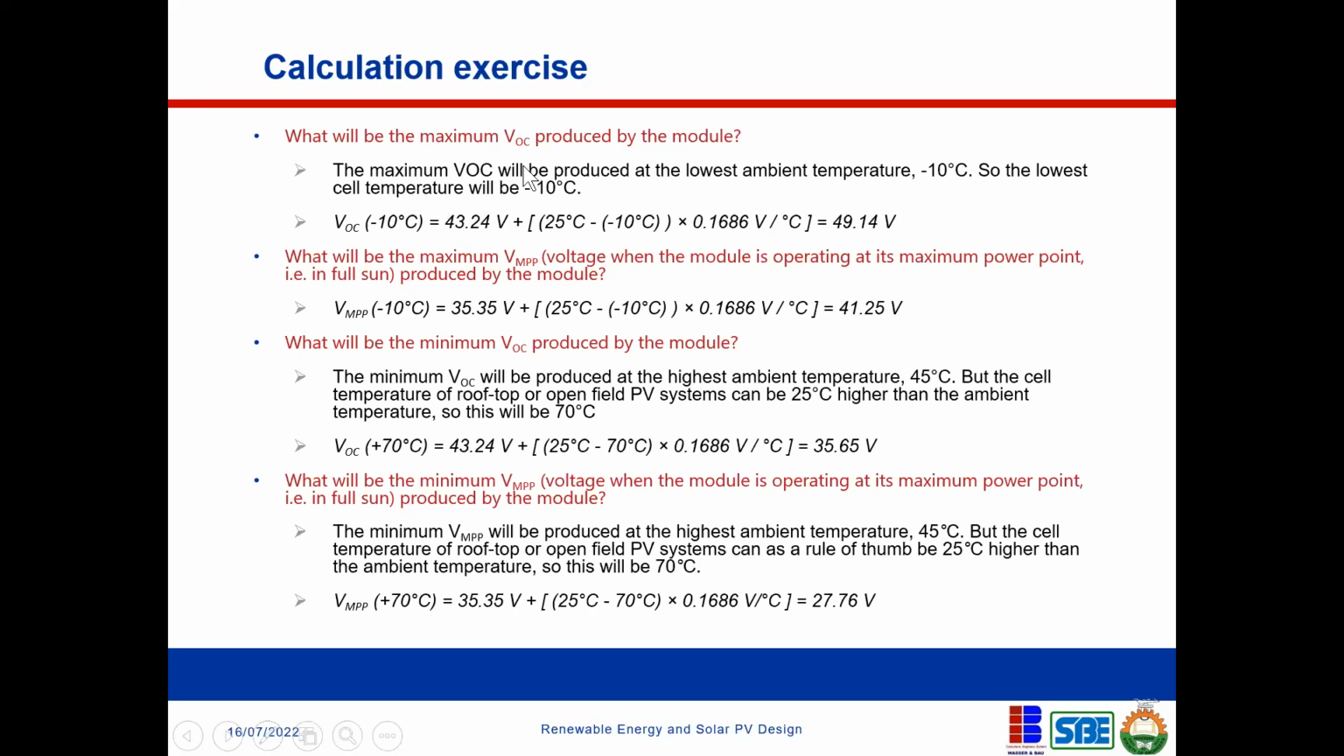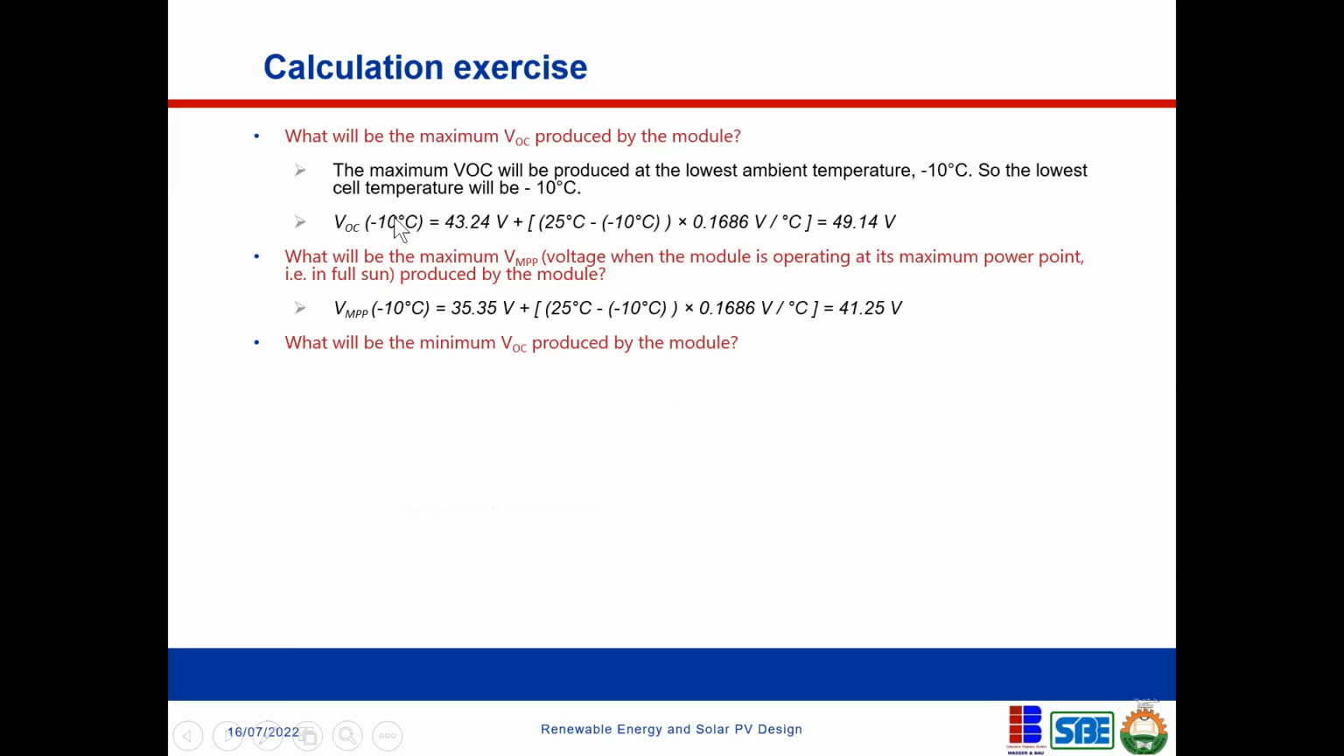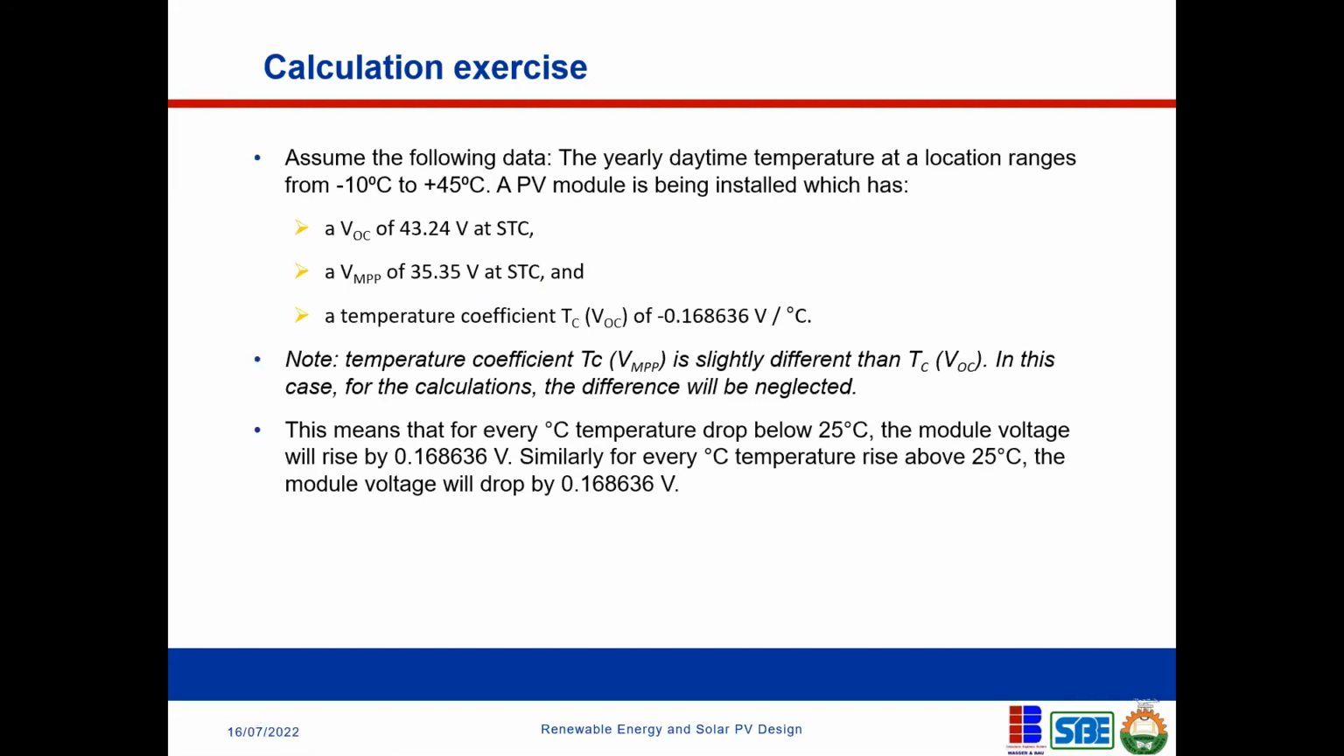Now, the maximum open circuit voltage will be produced at the lowest ambient temperature. So remember that when the temperature reduces, the voltage increases, and that is when you're going to have the maximum voltage. Okay. So what we did here was, this is the lowest temperature that we are given in the characteristics. You can see that the module is installed in a location with minus 10 degrees centigrade up until 45 degrees centigrade, and they are now asking us for the maximum open circuit voltage. The maximum open circuit voltage will occur at the lowest temperature, at minus 10 degrees centigrade.